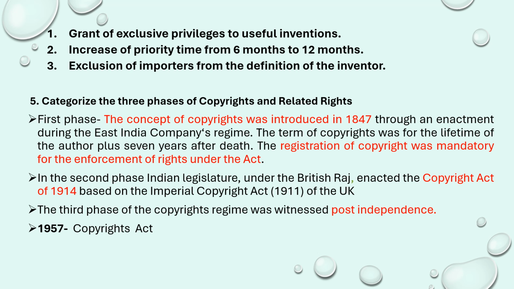And the second phase was where the British enacted the Copyright Act of 1914. So here it was an act that was passed by the UK. And the third phase was about the copyright regimes in post-independence. These all were pre-independence, and the third phase was post-independence, where you had an act in 1957 called the Copyright Act. So these are the three phases.